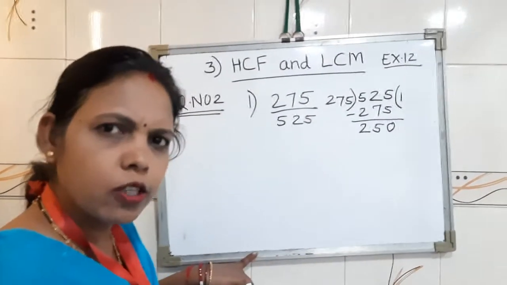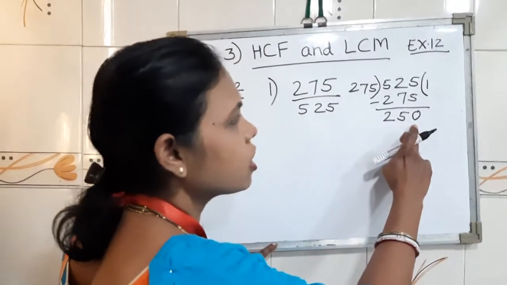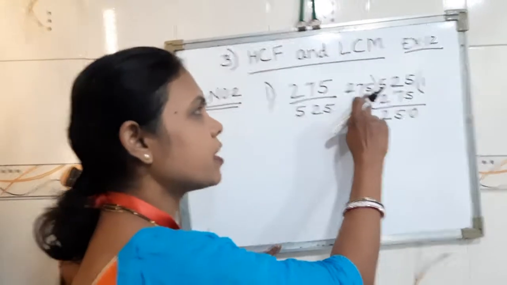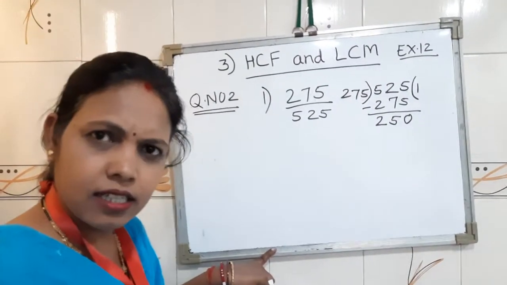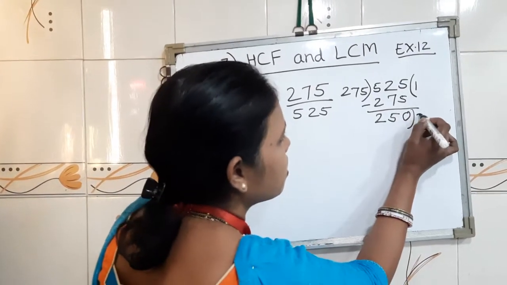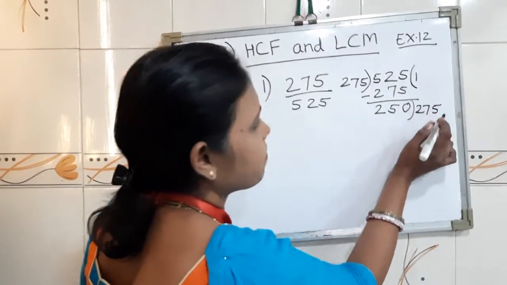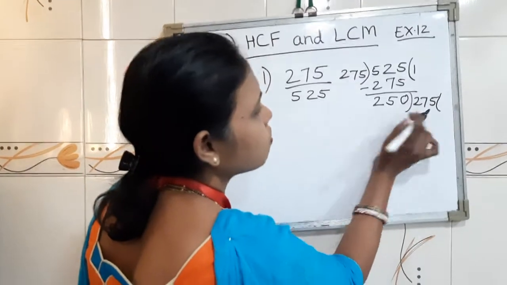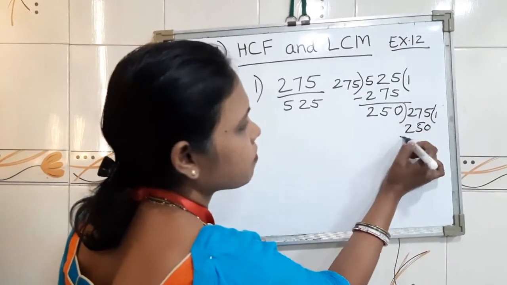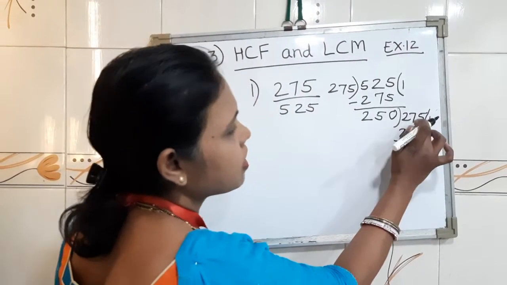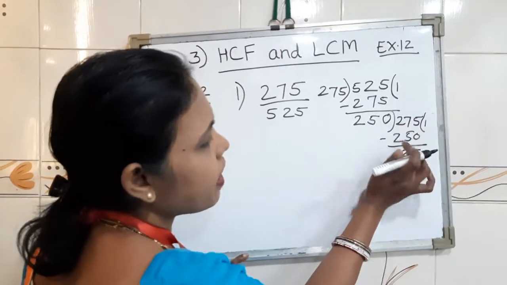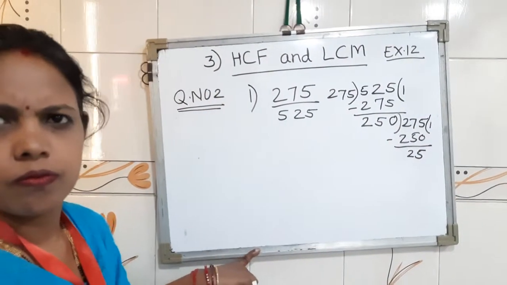Again, what will you do? With this remainder you will divide 275. Here 275 is the divisor. This divisor will come over here. 275. Now with 275 what will you do? 251 is 250. Your answer is 5. 7 minus 5, answer 2. Then 2 minus 2, answer is 0.